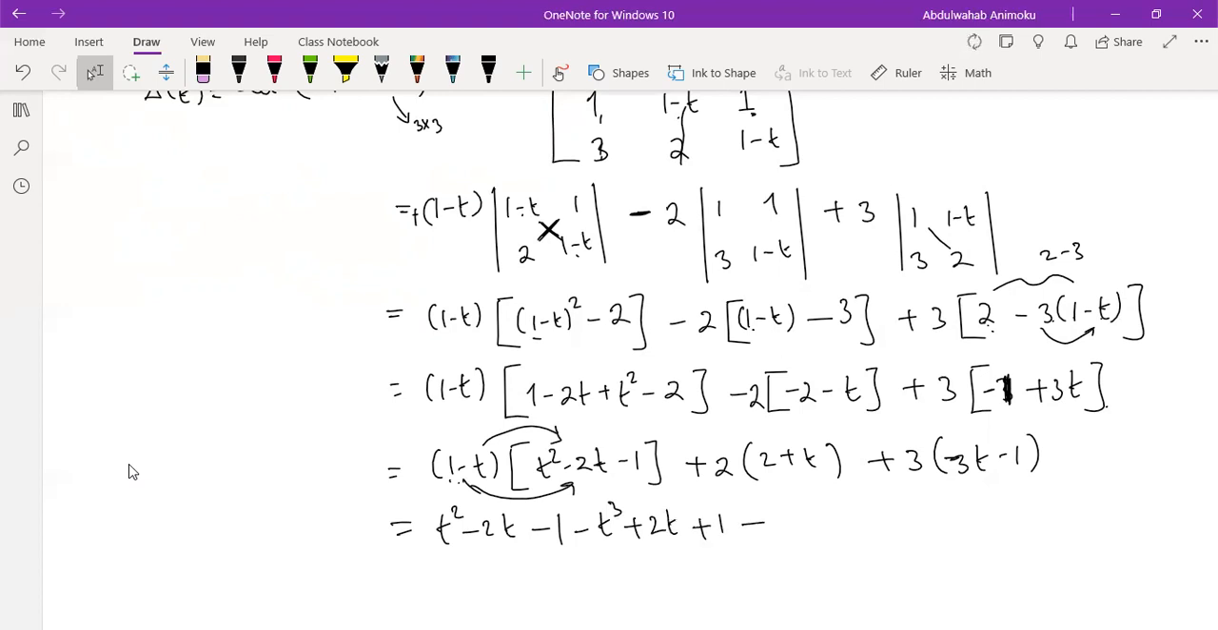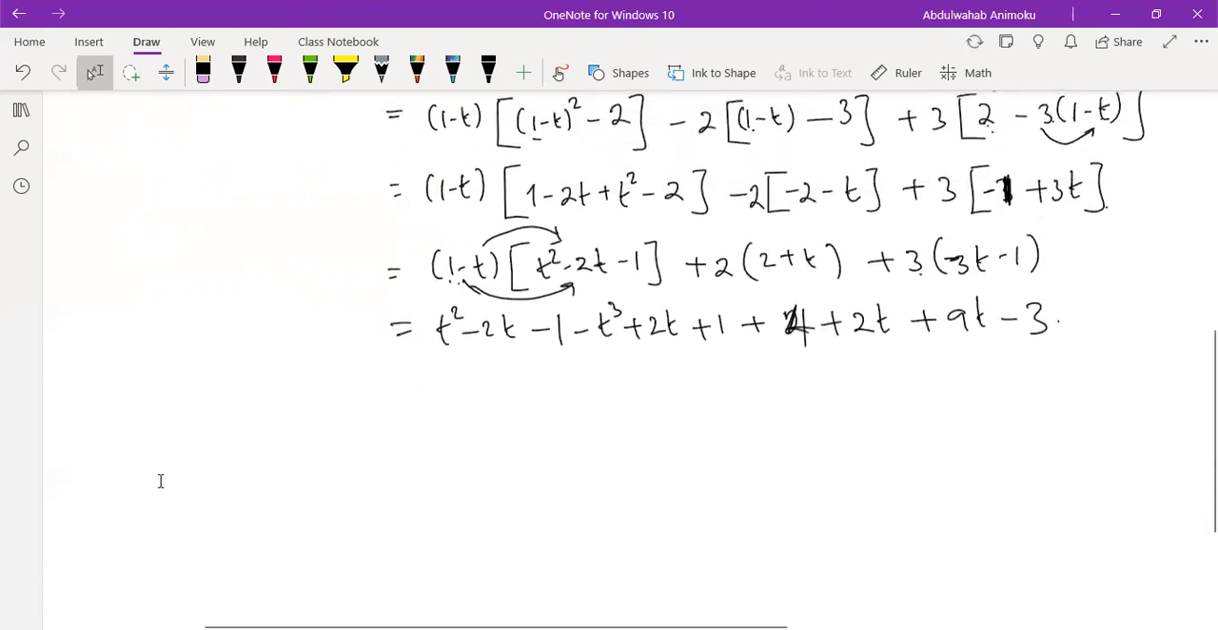Then let's expand the rest. We have plus 4. So 2 times 2 is 4. Then plus 2t. Then plus 9t minus 3. So this is what we have. So let's collect like terms. So we have minus t cubed, right? This is the first one, the highest power. Then for the power of t squared, we have t squared here.